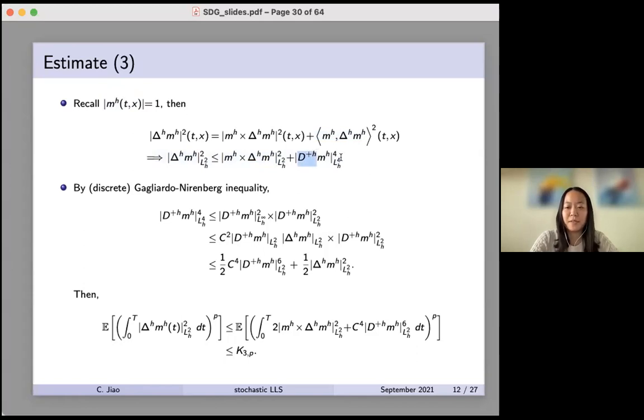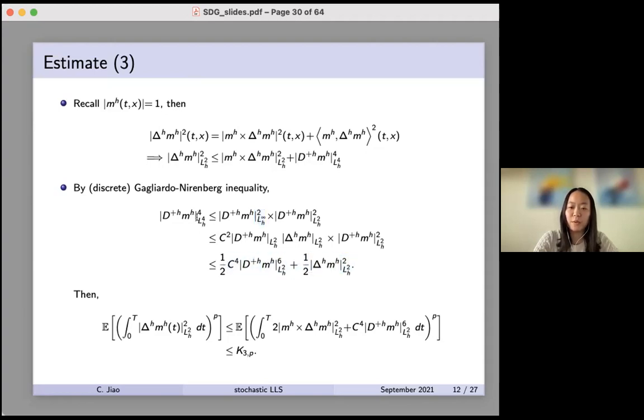So we need to pay more attention to the L4 norm because we already have an estimate for the m cross Laplacian part. For the L4 norm, we can easily find that it is less than or equal to the L infinity norm squared times the L2 norm squared. Then by Gagliardo-Nirenberg's inequality, we can estimate the L infinity part. Then by a simple inequality, a times b less than or equal to half a squared plus half b squared, we obtain the final inequality here.